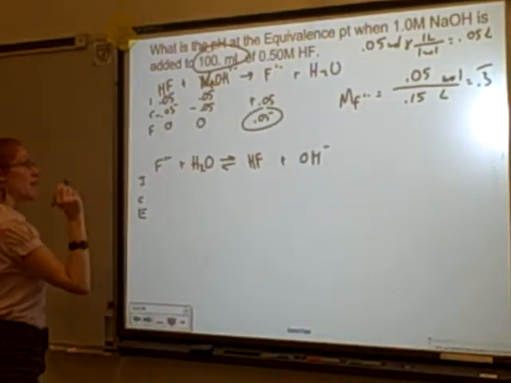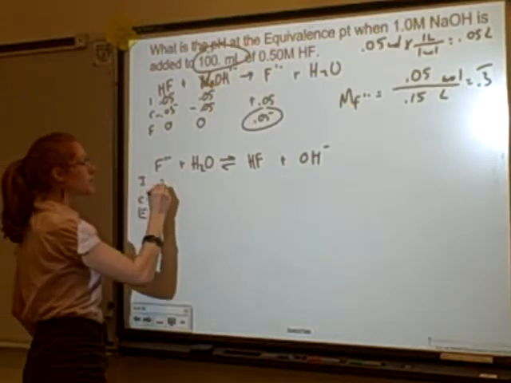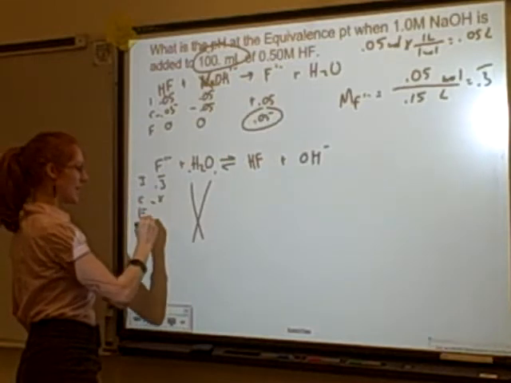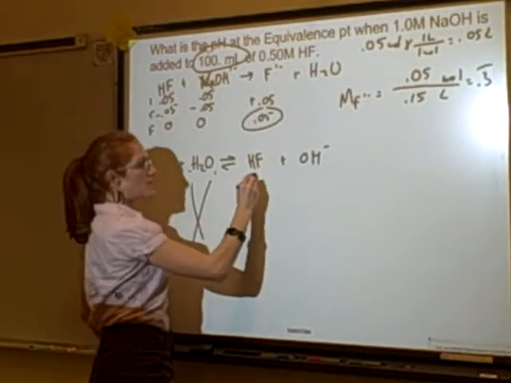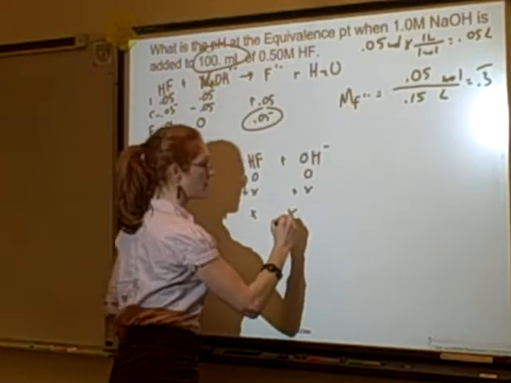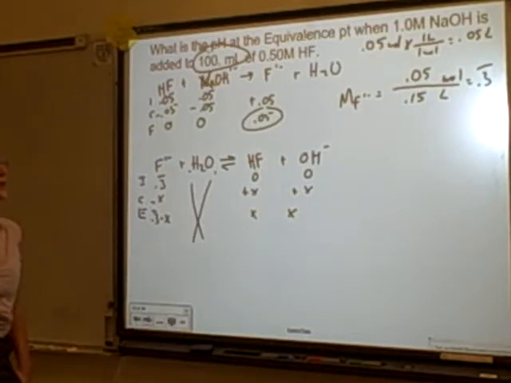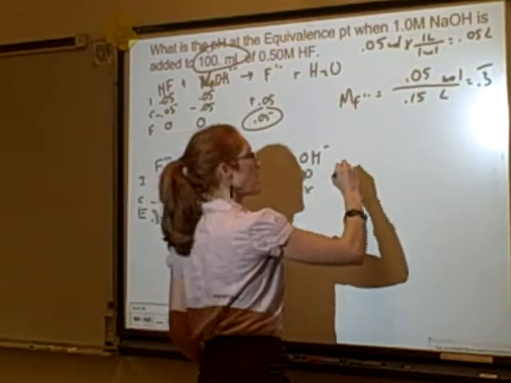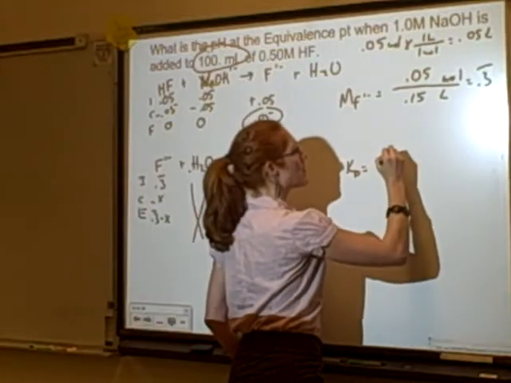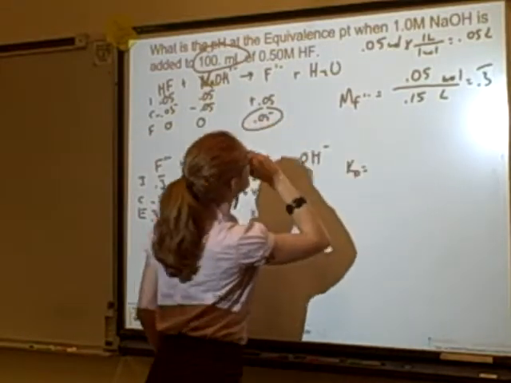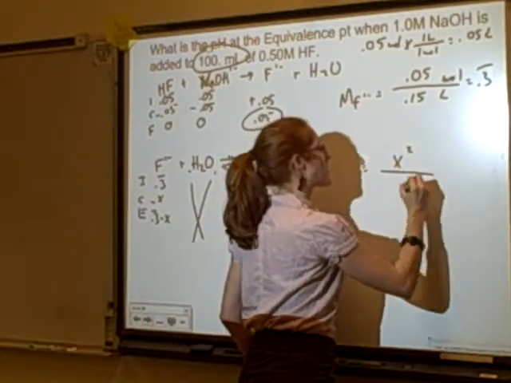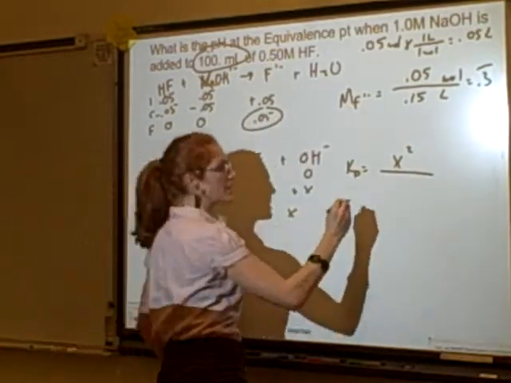Okay, so that's my fluoride. I have 0.3. I want to see what it does. I don't care about this. I'm going to have this minus X. Start with nothing over here. And I gain X. This is a weak base, so I'm going to use the Kb expression. Kb is going to be products over reactants. So let's see, actually I know the Kb too. Oh, also, no I don't have to solve for that. X squared over 0.3 minus X.